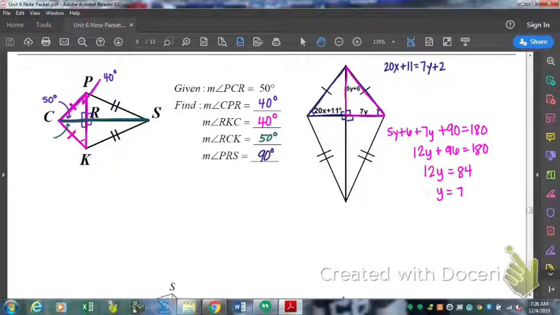Well, if y is 7, then that means I can replace this y in this blue equation with 7. So 20x plus 11 is equal to 7, well that's a 7, plus 2. So now I have 20x plus 11 is equal to 49, plus 2 is 51.